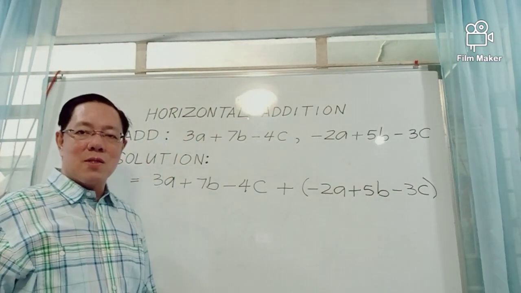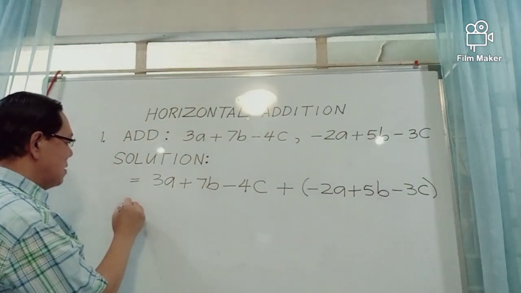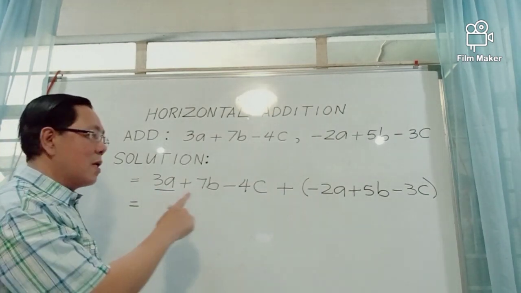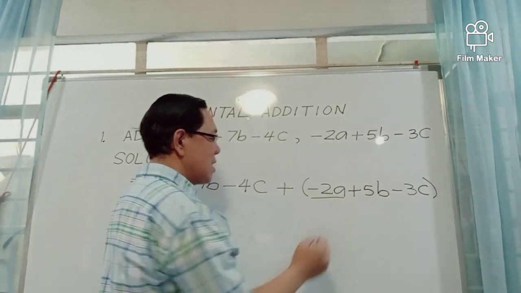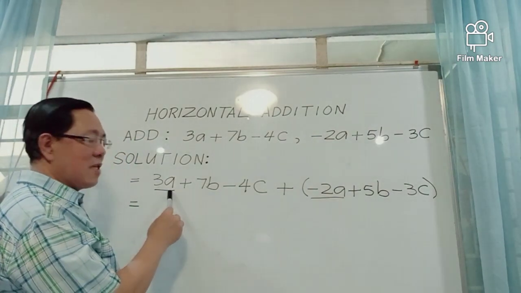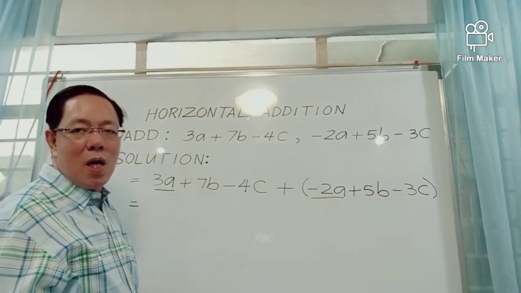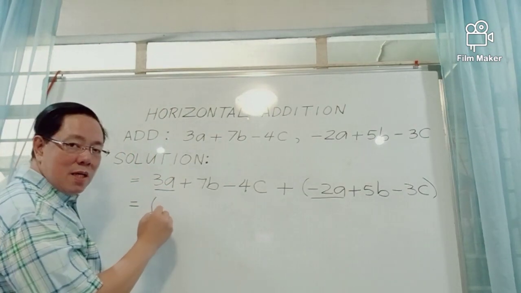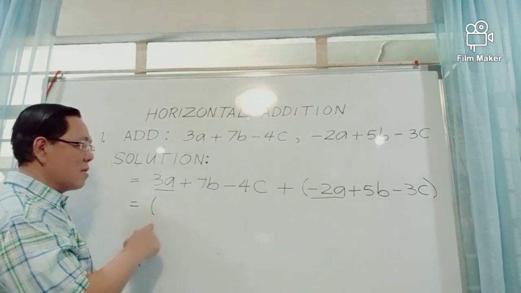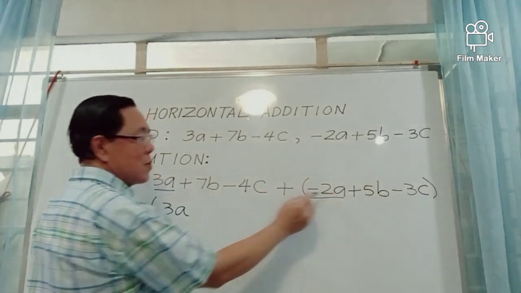And the second step is to collect all the like terms into one group. We have the first term 3a of the first trinomial, and the first term negative 2a of the second trinomial. They are like terms because they have the same literal coefficient a, and we collect them into one group. We write them within a quantity using a pair of parentheses. We write open parenthesis 3a minus 2a.